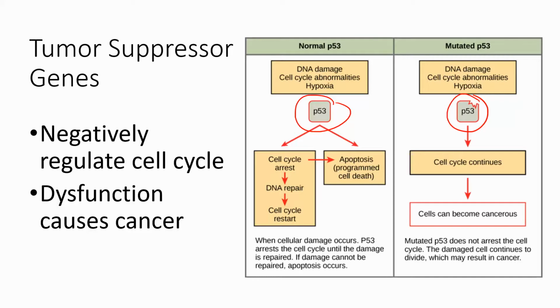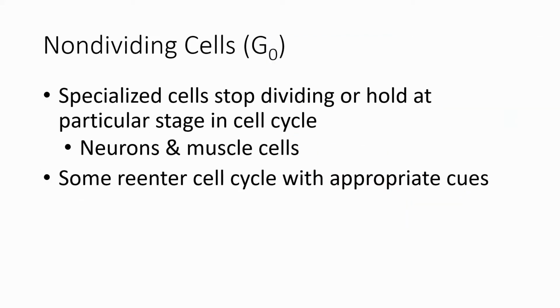These genes are named tumor suppressor genes because they were first discovered in association with cancers. When these genes were not working, you had tumors. When these genes were working, those tumors were suppressed.